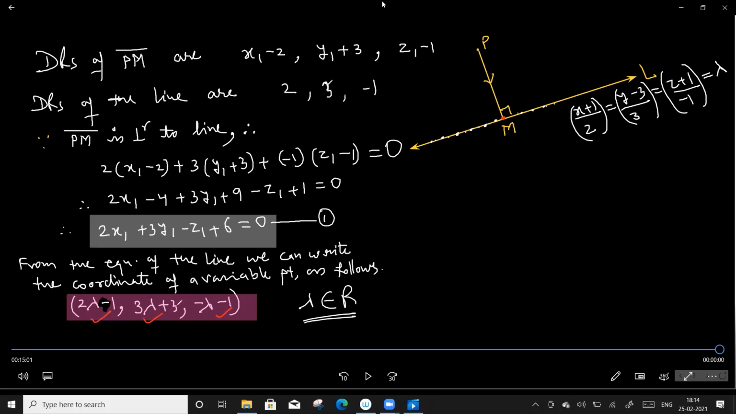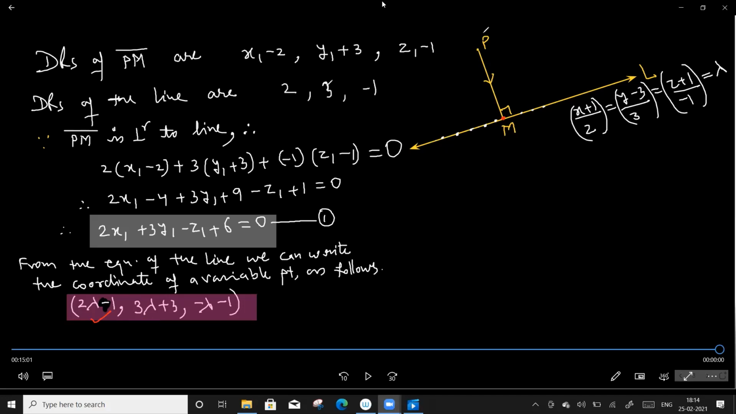You put lambda 1, you get one point. You put lambda 2, you get another point. You put lambda 3, you get another point. Like this, there are infinite real numbers which lambda can take, and you will get all the infinite points on the line. So what is important is that you got the coordinates of a variable point on the line.